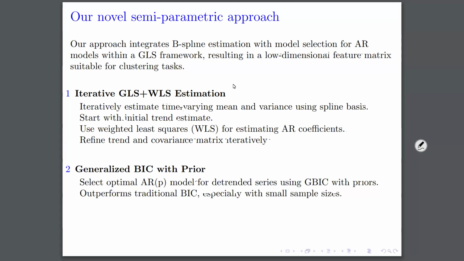And besides that, we use the so-called generalized BIC with prior, this kind of model selection criteria, to determine the optimal order of the P, what kind of AR(P) model we're using for estimating the inverse covariance matrix. And in the simulation study, we will show that this generalized BIC with prior outperforms the traditional BIC, especially with small sample sizes.